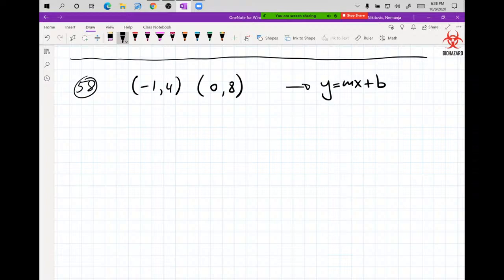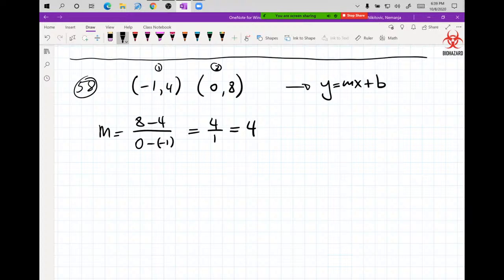Let's take a look at this problem together, and I'll show another trick when you have a point that has a 0 in it. But let's deal with the rest of the stuff. So we start always with the slope m. If you call this point 1, call this point 2, you have your 8 minus 4 divided by 0 minus negative 1, which is 4 over 1, which is 4.